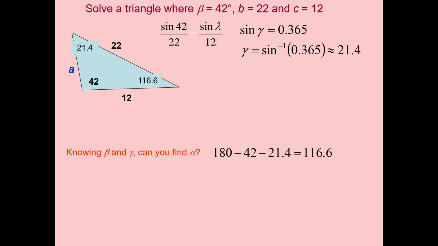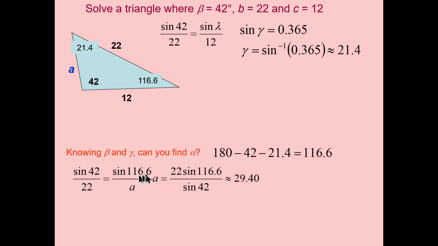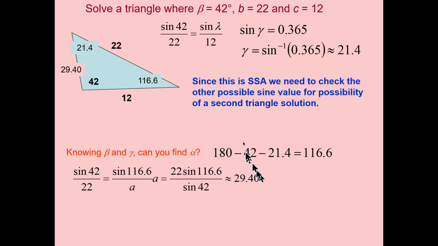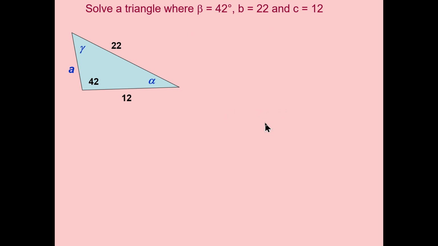We got three angles there, and we can find A here, using the law of sines again. We can cross multiply and divide. It tells us that A is 29.4. Since we have side, side, angle, we need to check the possibility of the other sine value, a second triangle solution.